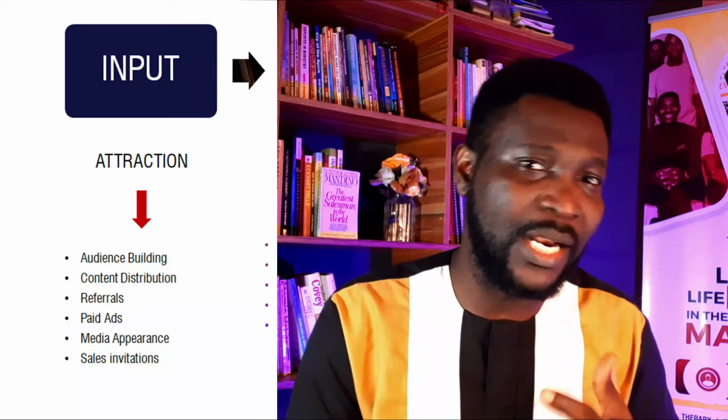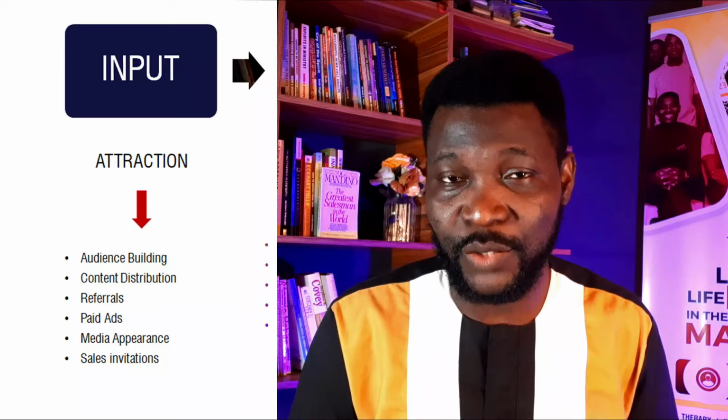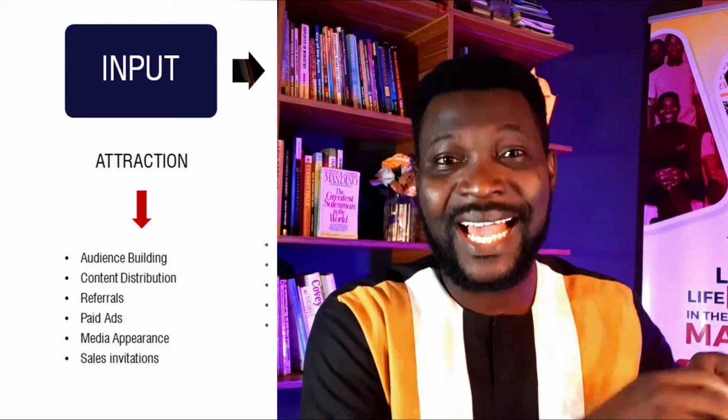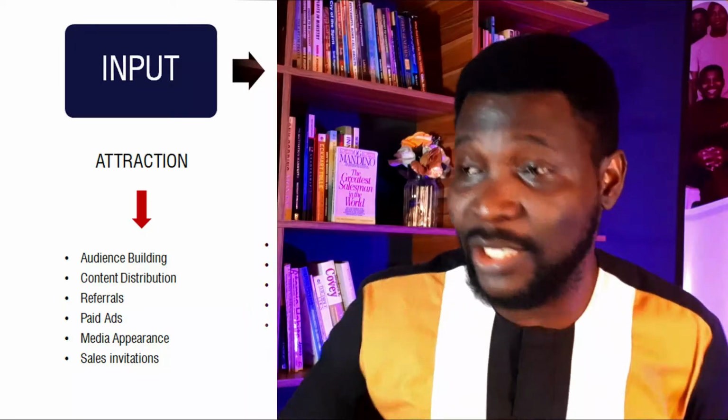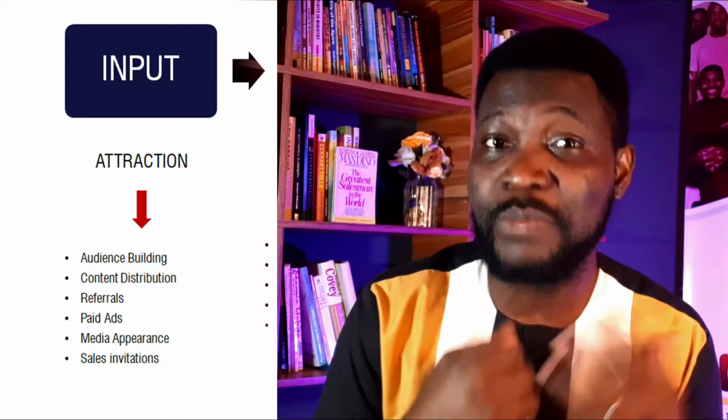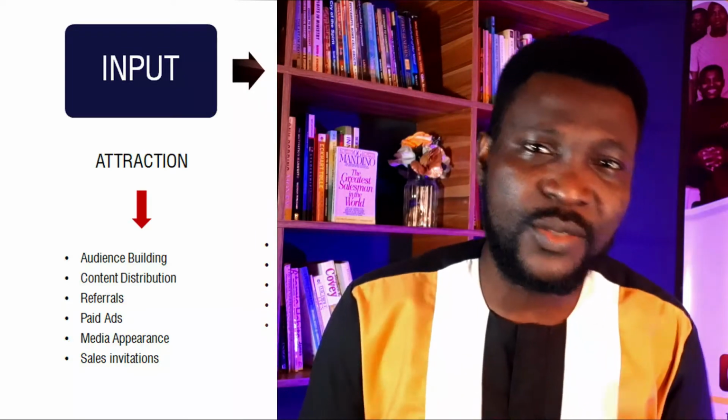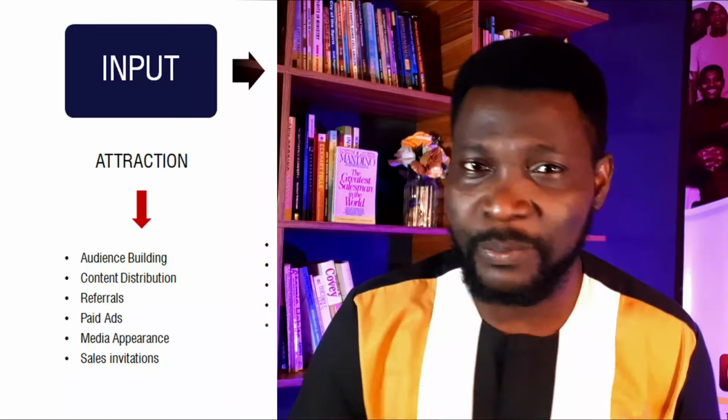And the last one that I mentioned here is sales invitation. When you directly go out and invite people to do business with you. So for example, churches do that. They go out and share flyers to bring people into their church. That is an attraction system. They are trying to attract people in. That is an input.